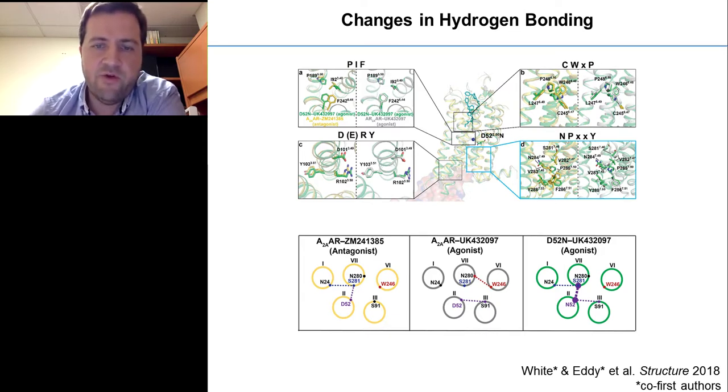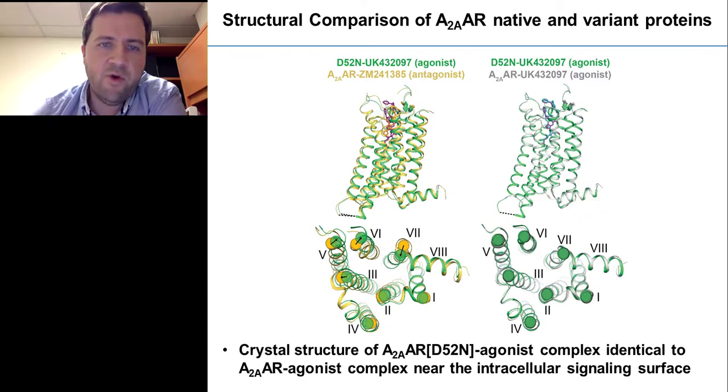And hydrogen bonding observed for the agonist complex with the variant protein D52N, in which we see a kind of hybrid between the two. So some indication of hydrogen bonding observed from the antagonist complex, and a little bit of hydrogen bonding observed from the agonist complex, so between helices 2 and 3. So these changes in hydrogen bonding are what we propose contribute to differences in signaling between the two proteins. However, what was interesting also was the fact that the structures were so highly similar.